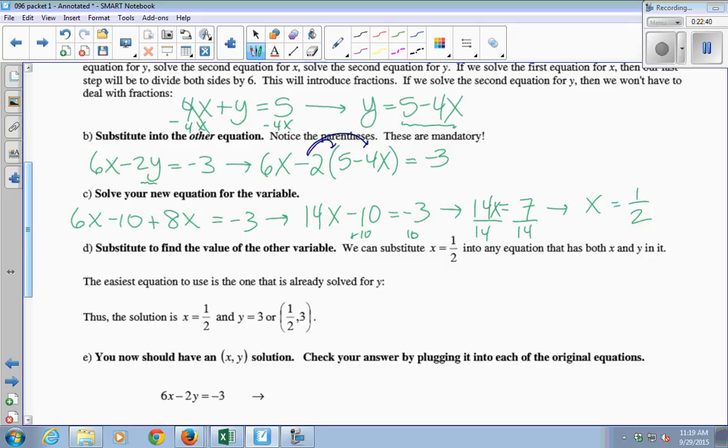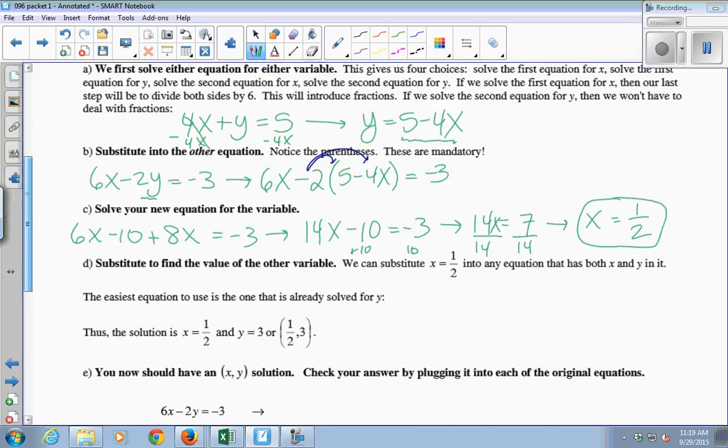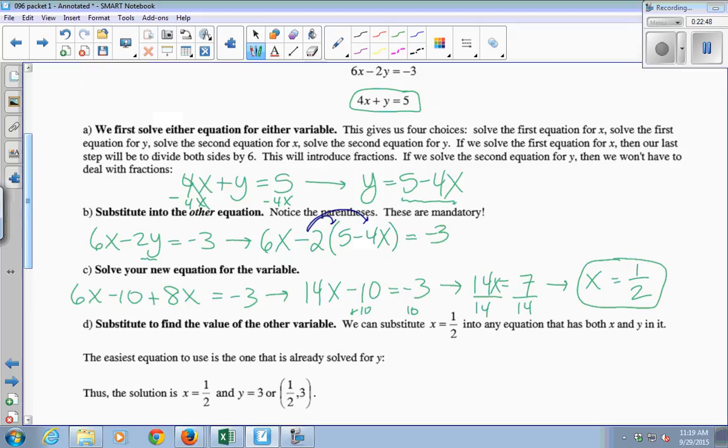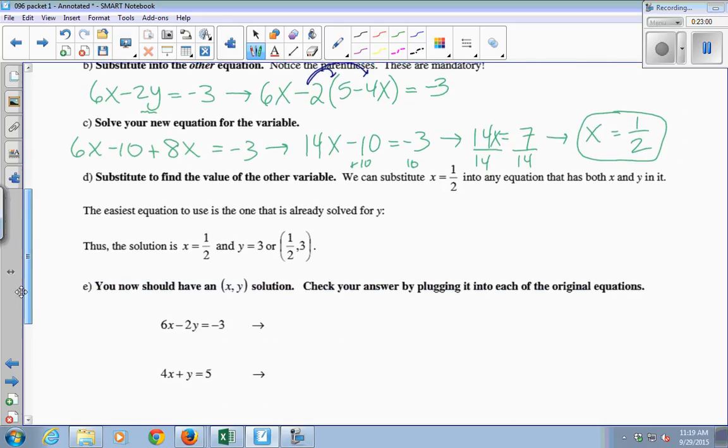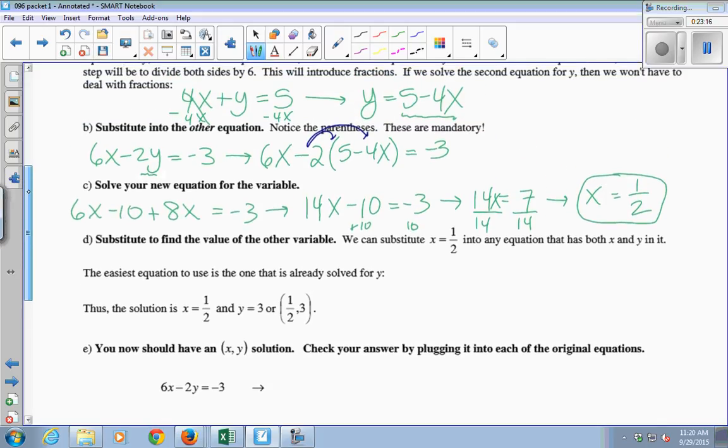So I now know what one of my two variables was, right? I started with two equations and two unknowns. I now know what one of my unknowns is. I know what x is. I still would like to know what y is. So now that I know what x is, I can substitute to find the value of y. I substitute x equals 1/2 into any equation that has both x's and y's in it. You can make your own choice.